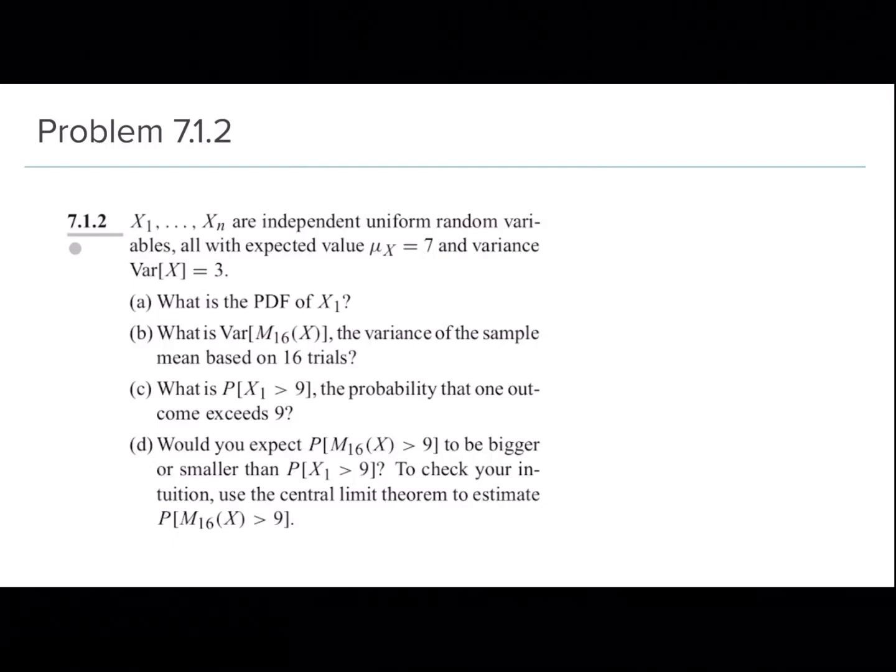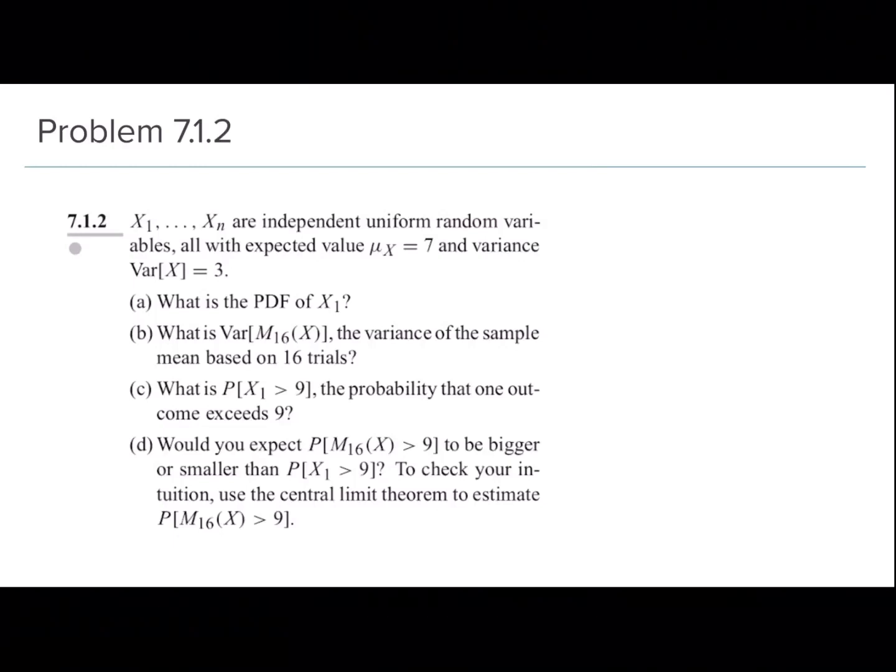And the third part says, what is the probability that x1 is greater than 9, the probability that one outcome exceeds 9. And the fourth part says, would you expect the probability of M16 of X greater than 9 to be bigger or smaller than P of X1 greater than 9? To check your intuition, use the central limit theorem to estimate the probability that M16 of X is greater than 9.